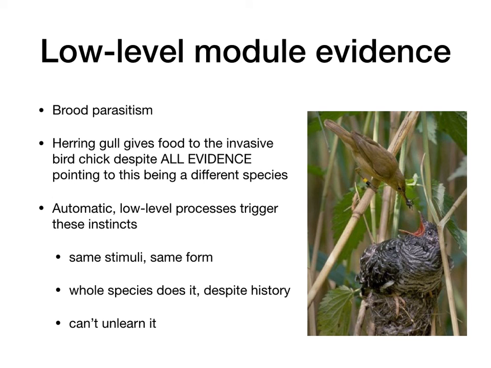I mean, look at how large this chick is compared to the herring gull. The herring gull is very small. This chick is enormous. But the herring gull still feeds it. So, it's the same basic stimuli, a peeping chick, mouth open, hungry, the same general form, and the whole species does it, even though this species is generally vulnerable. They can see that this is perhaps not their own chick. It's not like birds are totally idiotic in that sense, but they can't stop themselves from this behavior. It is so ingrained in their system, so automatic, that they can't unlearn it.